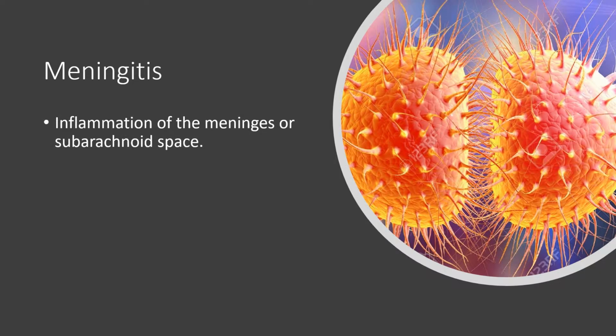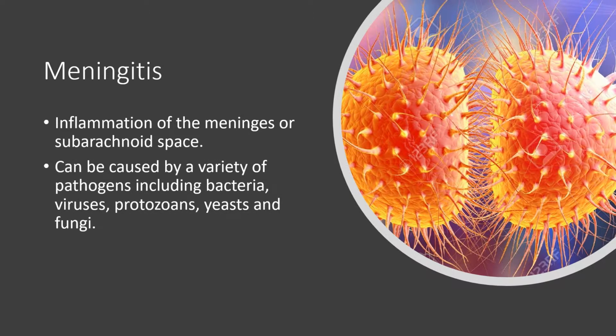These infections most commonly include meningitis, encephalitis, and brain abscesses. Meningitis is classified by inflammation of the meninges or subarachnoid space and can be caused by a variety of pathogens, including bacteria, viruses, protozoans, yeast, and fungi. An array of viruses commonly cause meningitis, such as enterovirus and herpes simplex virus. However, the disease is most commonly caused by bacteria.